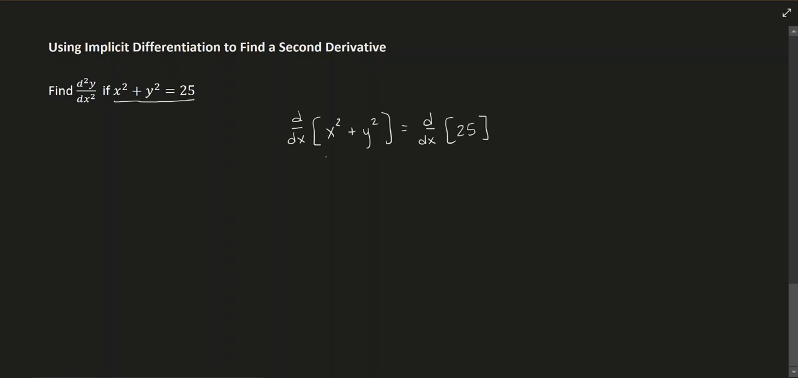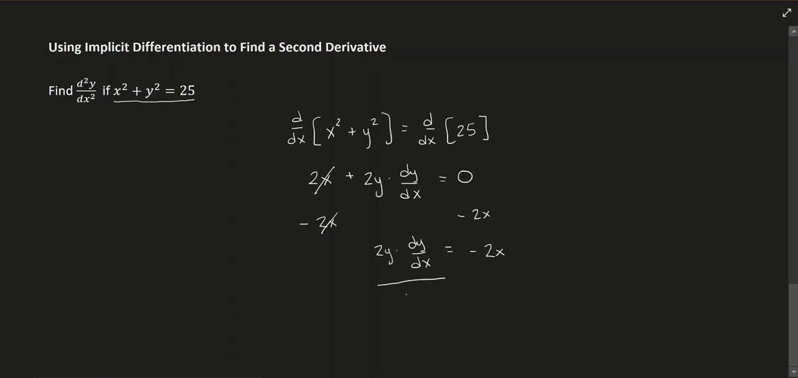On the left, the derivative of x squared just becomes 2x. The derivative of y squared with respect to x becomes 2y times dy dx. And on the right-hand side, the derivative of 25 is equal to 0. We want to isolate the dy dx, so we'll subtract 2x from both sides, so that we have 2y times dy dx is equal to negative 2x.